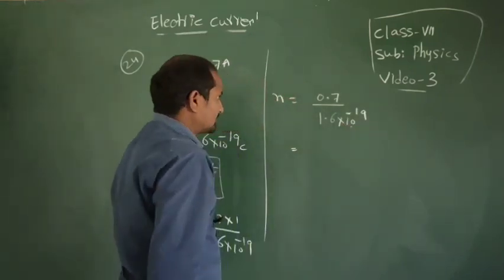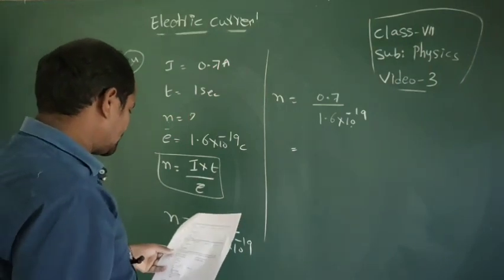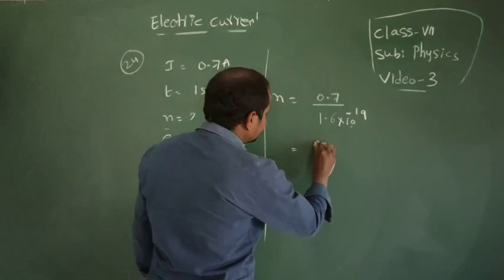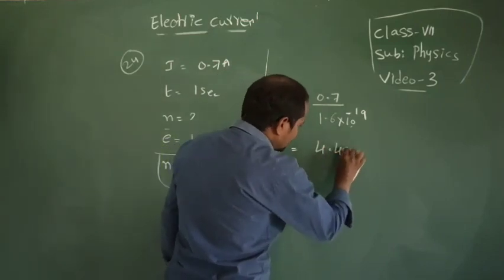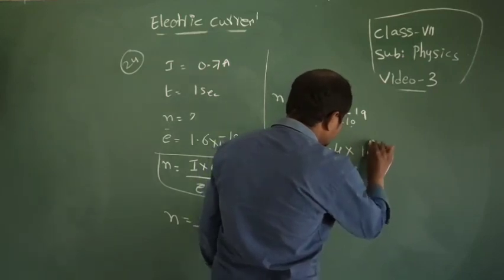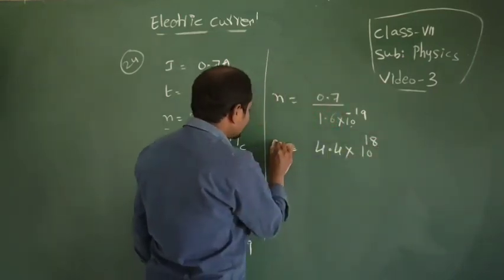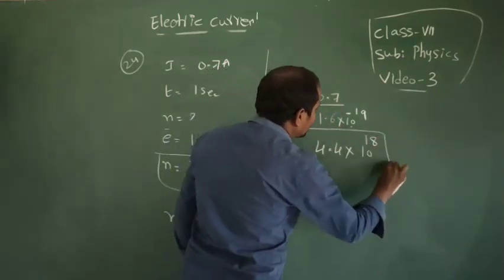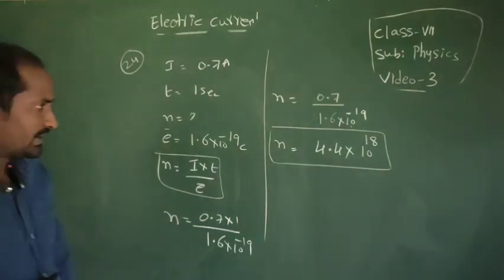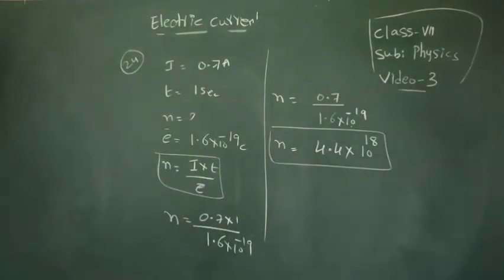We can get 4.4 into 10 power 18. It is the number of electrons. Number of electrons equal to how much? 4.4 into 10 power 18.